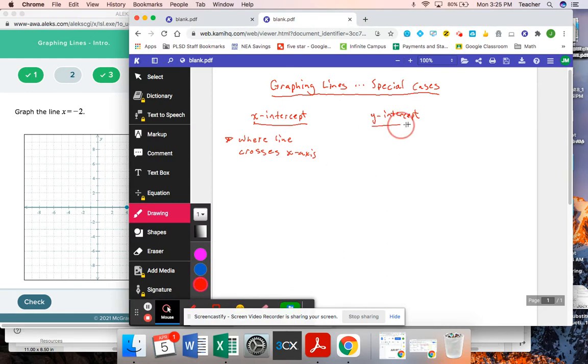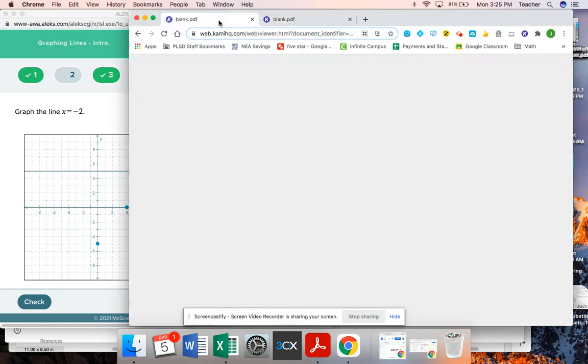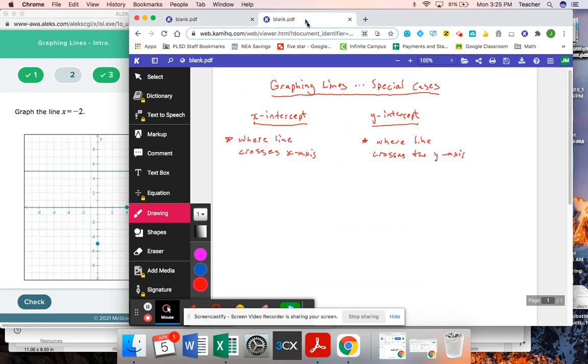And similarly, the y-intercept is where the line crosses the y-axis. Again, if I wanted to illustrate that, and it's not for this, but somewhere, this is the y-axis. Say it crossed it right here. Well, if I graph the x-intercept and the y-intercept, I could draw a line through those 2 points, right? And remember, if we think about what we talked about before, in order for us to draw a line, we need 2 points to determine that line. So we can use the x-intercept and the y-intercept to determine a line.